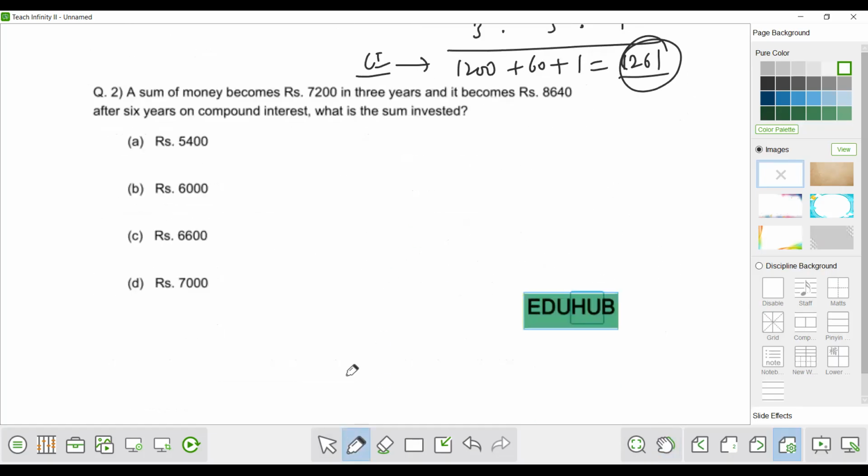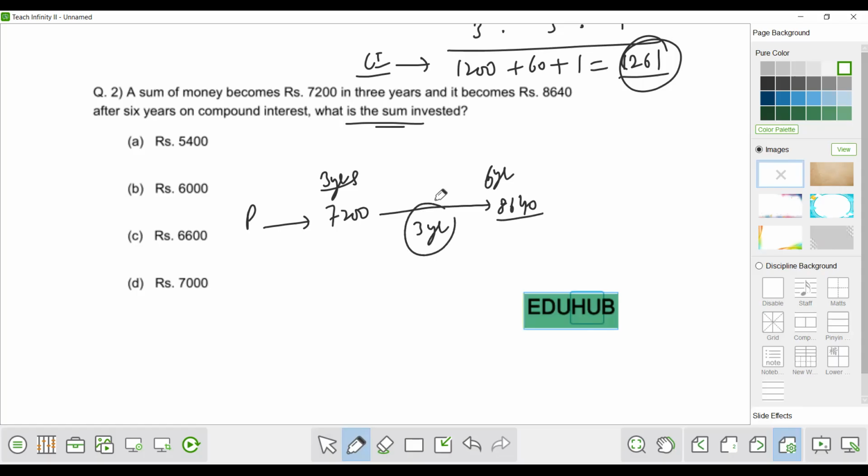Okay. So our next question is, a sum of money becomes rupees 7200 in 3 years, and it becomes rupees 8640 after 6 years on compound interest. What is the sum invested? Okay, you have to calculate this sum. So after 3 years, our principal will become 7200 rupees, and again after 3 more years, that is after 6 years, it will become 8640 rupees. Okay, the window here is of 3 years. The gap here is of 3 years.